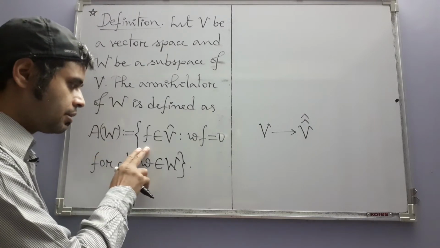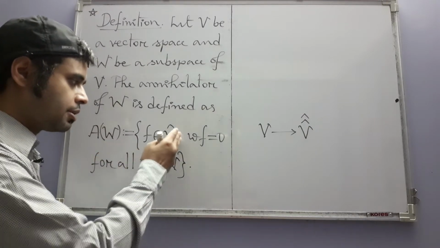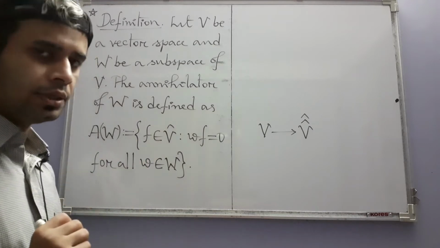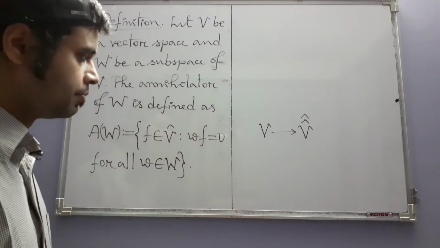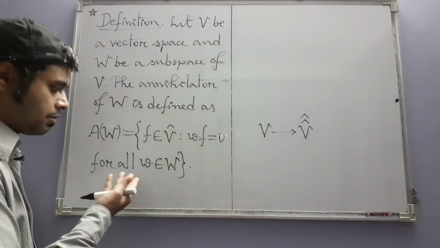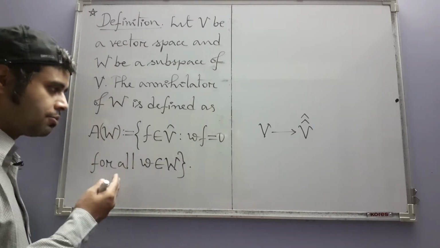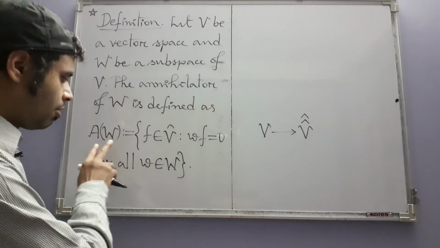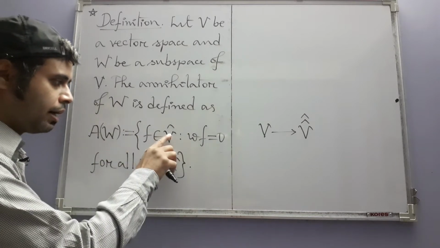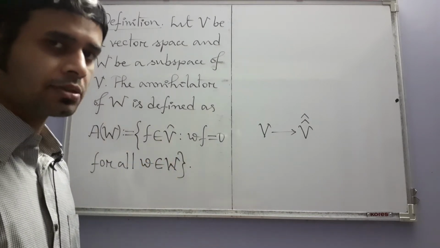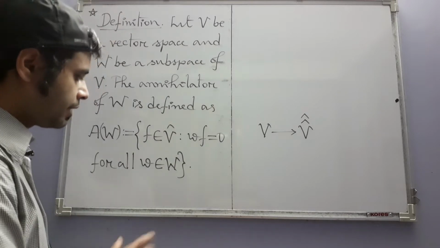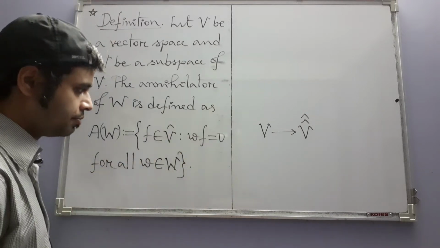Okay, so from the definition you can immediately see one thing, that whatever this A of W turns out to be, it is actually after all a subset of the dual space of V. That means the first dual. Now you can perhaps already guess that this A of W is going to be itself not just a subset of V hat, but rather a subspace of V hat.